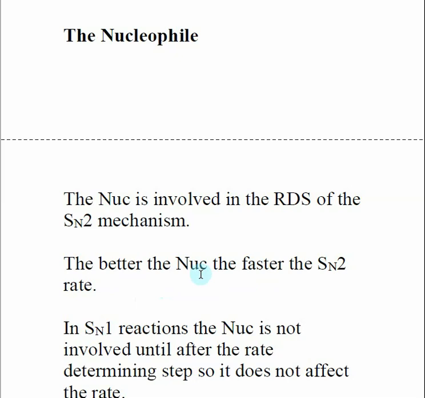And we'll summarize nucleophiles, but for right now, when I say a good nucleophile, I mean something with lone pair electrons and a negative charge. If I have a good nucleophile, it tends to want to be an SN2 type reaction because the nucleophile is involved in the rate determining step.